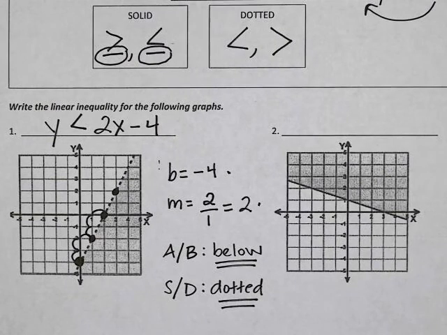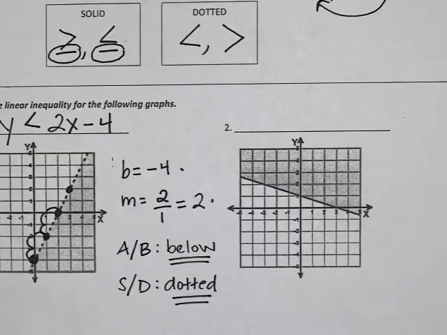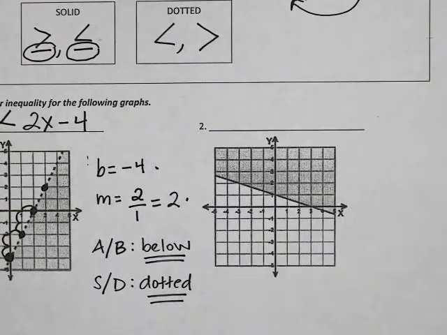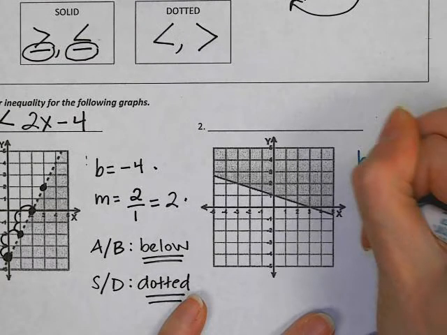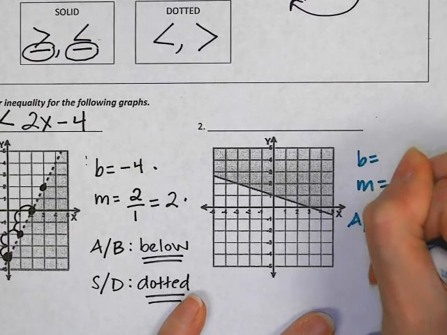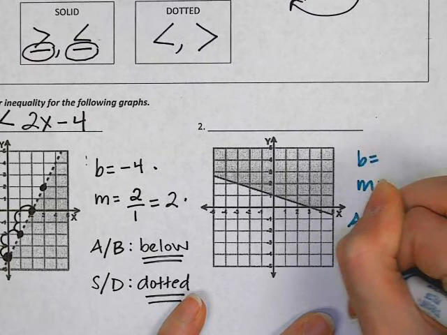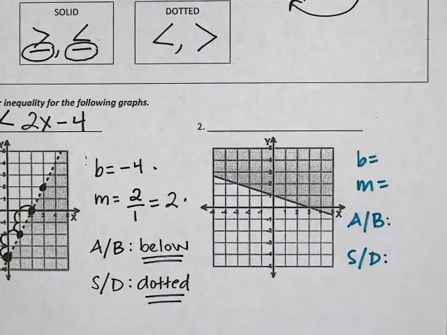So I would love if you guys paused it now and tried number 2 and then checked your answer with mine. But I'll still walk through this one. All right, so number 2, same thing. We should probably list the b, the m, figure out if it's above or below, and figure out if it's solid or dotted first. And then once we get all that, we can write the equation.